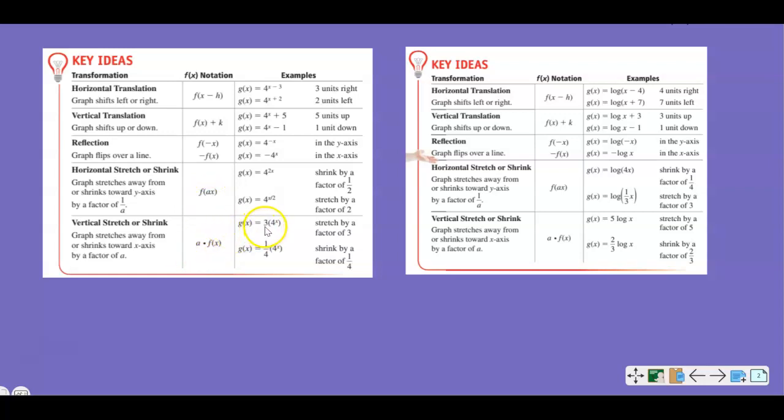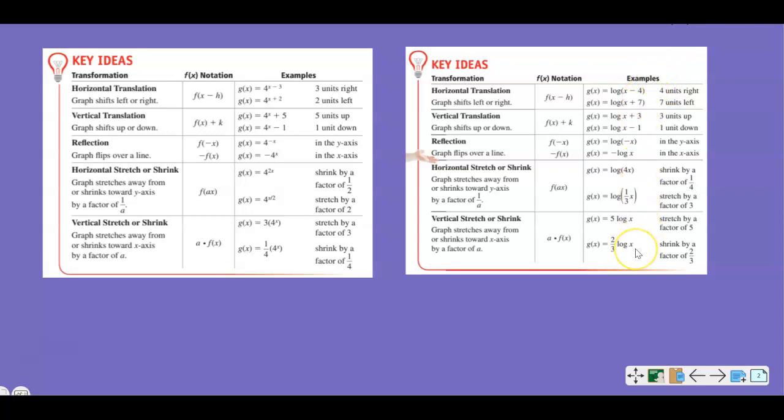All right, so we got 3 times 4 to the x power. That's a stretch by a factor of 3. And this one is a shrink by a factor of 1/4. So when it's outside the parentheses, it's kind of more straightforward, kind of like the vertical translation here when it's added to f of x, which is your y value. Up here, again, this is changing your x value before you apply it to the function. Same thing here. All right, if you look at logarithms, this is all exponential stuff.